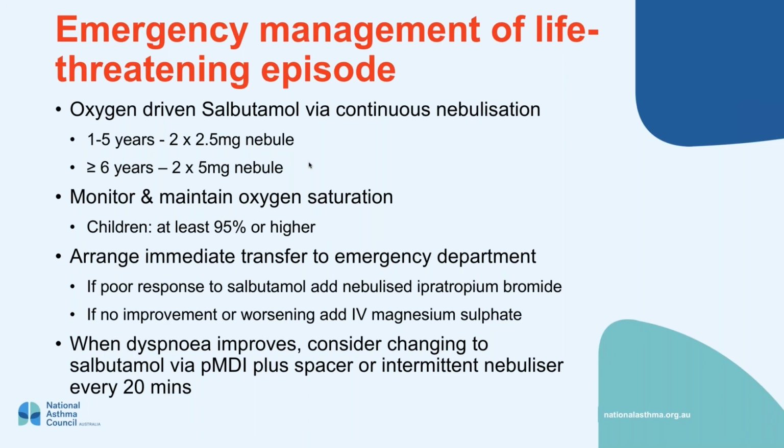If they're having a poor response to salbutamol, we could add Atrovent, nebulized Atrovent or ipratropium bromide. If there's no improvement or worsening, we can add IV magnesium sulfate.